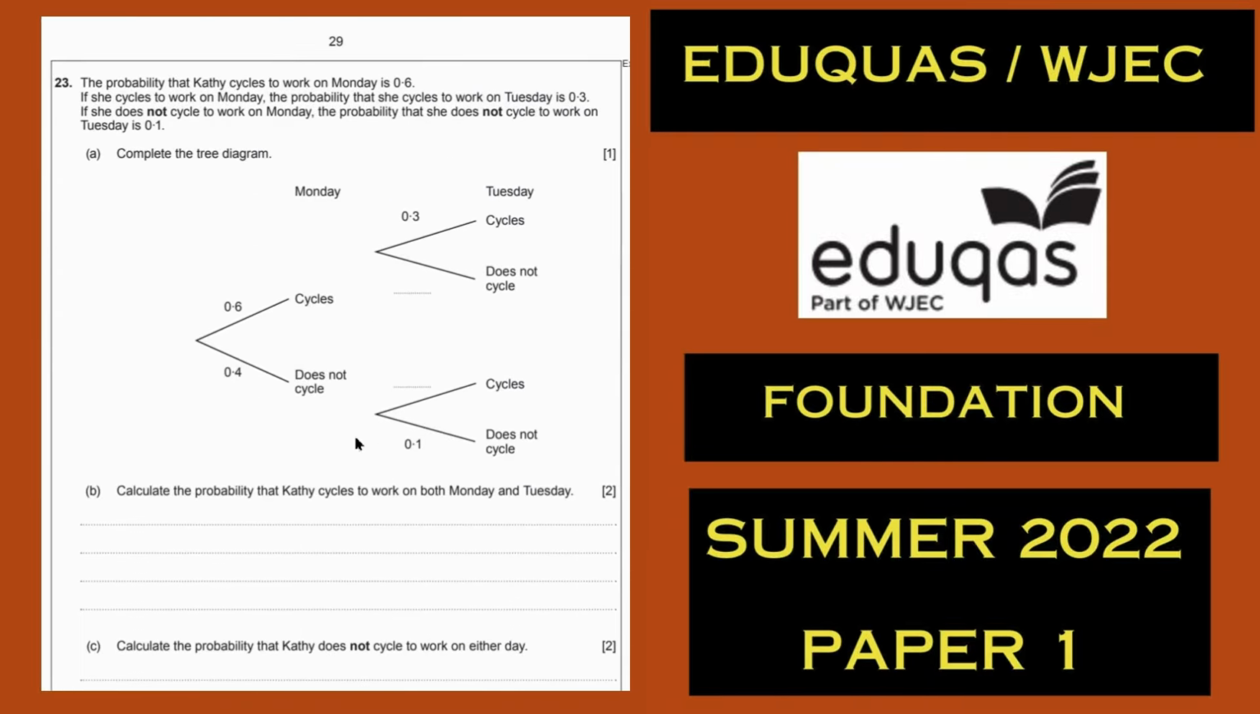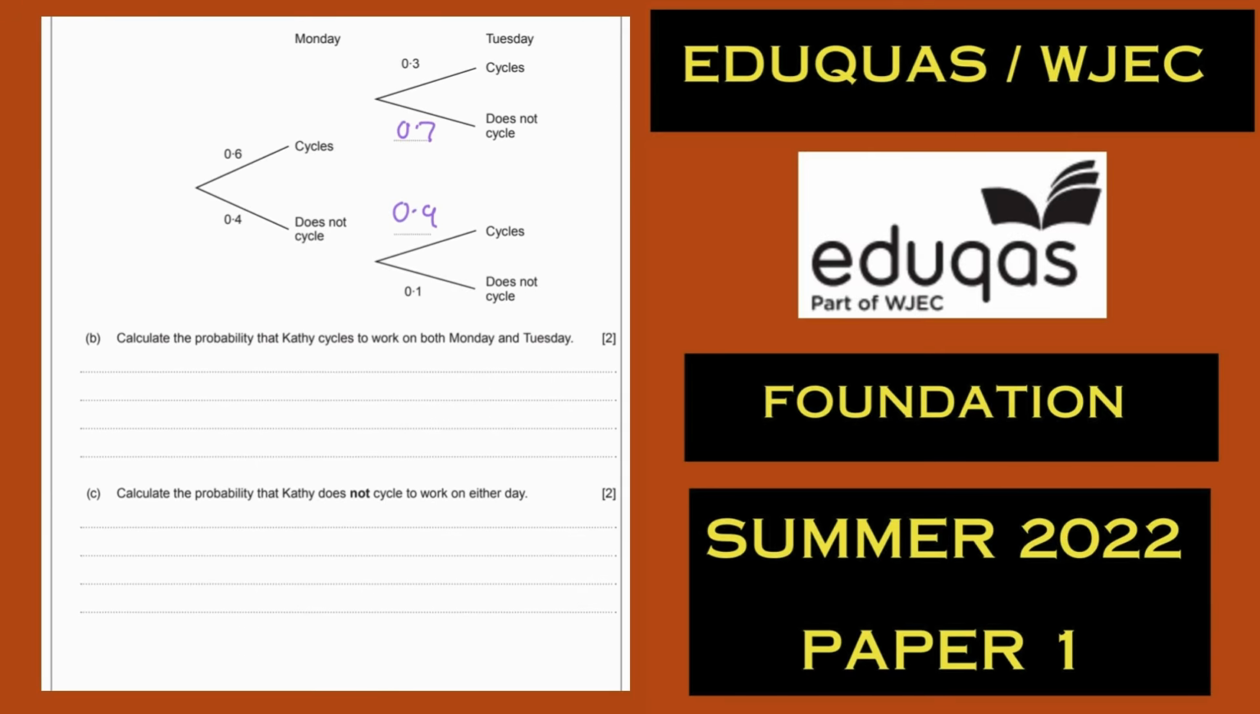Number 23. Before you read all this waffle, don't bother. 0.3's on there. That's got to be 0.7. 0.1's on there. That's got to be 0.9. None of that waffle up top helped you. Calculate the probability. Kathy goes cycle, cycle. So that's top line, top line. You must multiply when you go along branches.